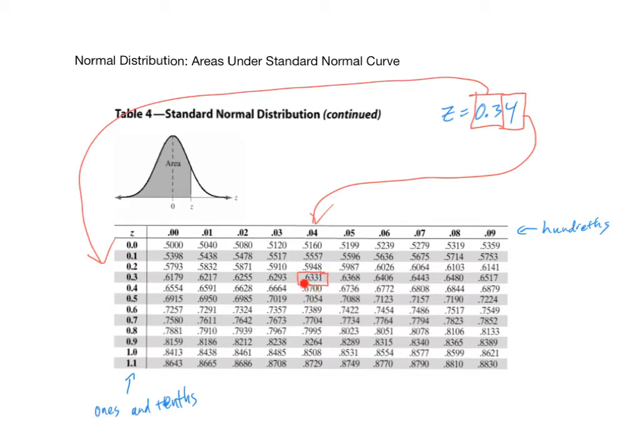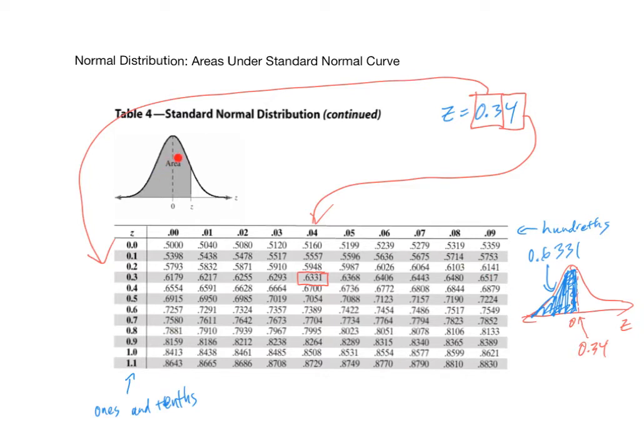This number right here represents the area under the standard normal curve specifically to the left of the z-score 0.34. So pictorially, the standard normal distribution again has a mean of 0. So 0.34 would be a bit to the right of that. What this means is the area to the left of that 0.34 is 0.6331.